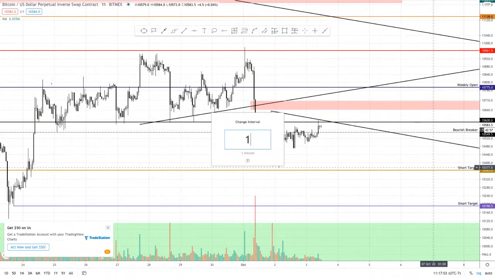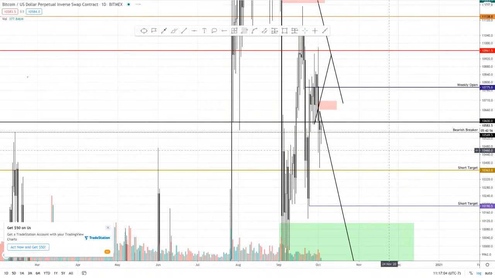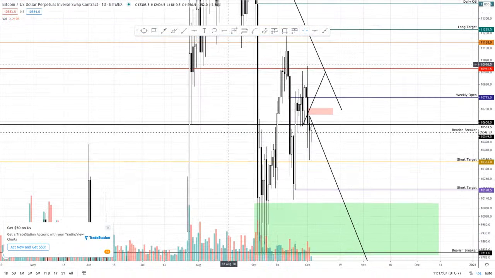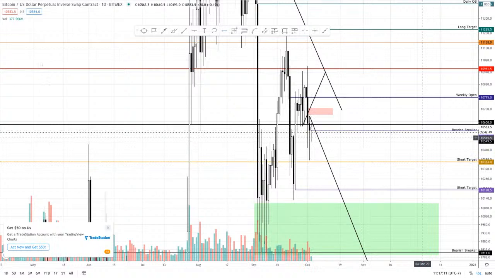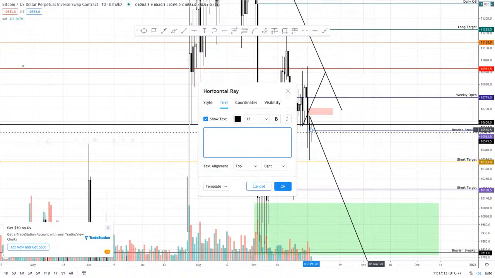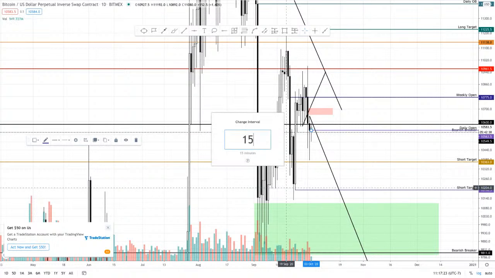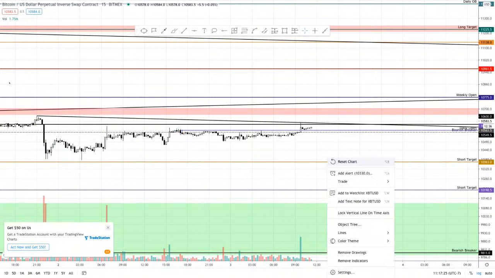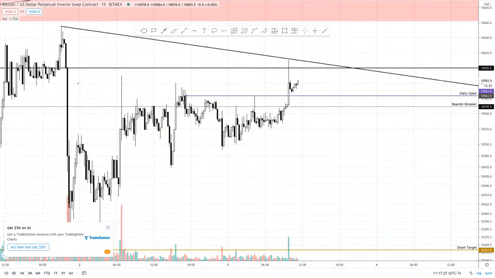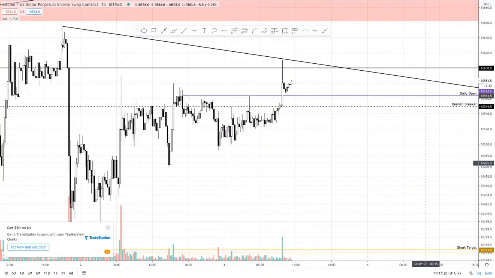Let's add the daily open. Are we above the daily open? The daily open is another bullish call. It's 10,563. Daily open, so we're above that. This is on the 15 minutes, how it looks right now.